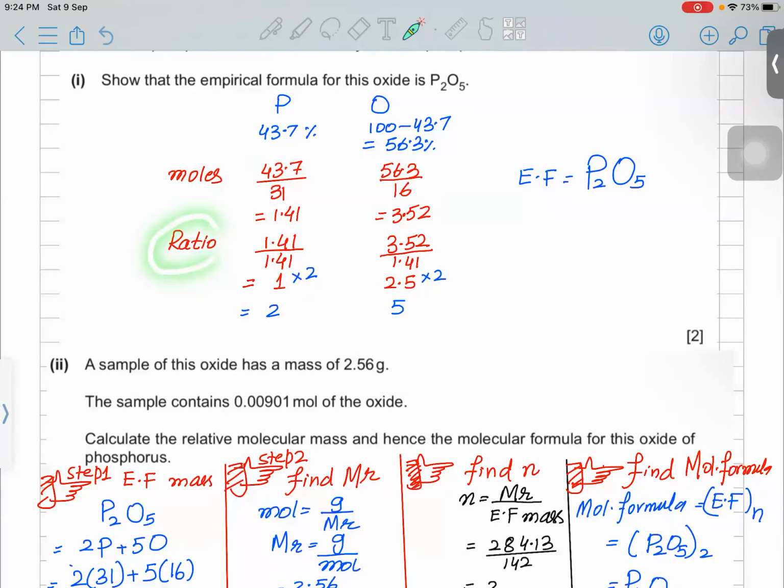Second is find the ratio. Which one is smaller? 1.41 is smaller. So 1.41 divided by 1.41, and 3.52 divided by 1.41. The answer is 1 and 2.5. Whenever you have 0.5, just multiply by 2. So it is P2O5.